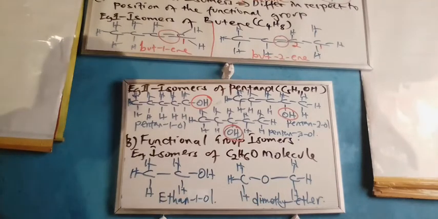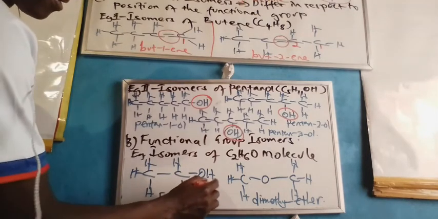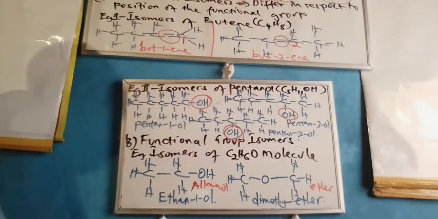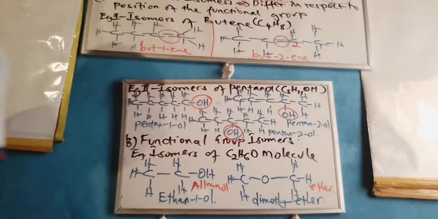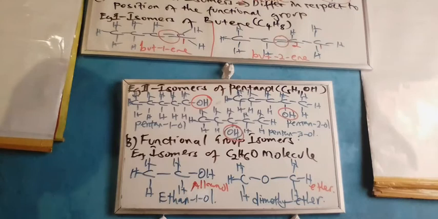Now, the distinct arrangement has given us 2 different families. One is an alkanol, the other one is an ether, or in another way we could describe it as an alkyl. In this case, there are 2 families but with the same molecular formula, so they are functional group isomers because they differ in respect to the nature of the functional group. In summary, therefore, what have we said?